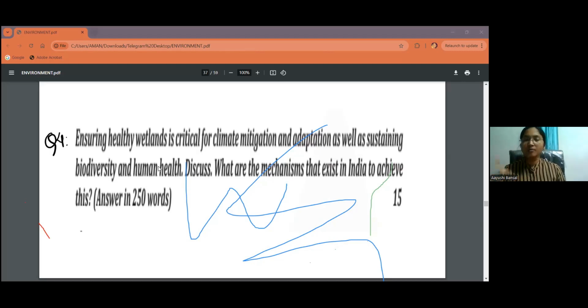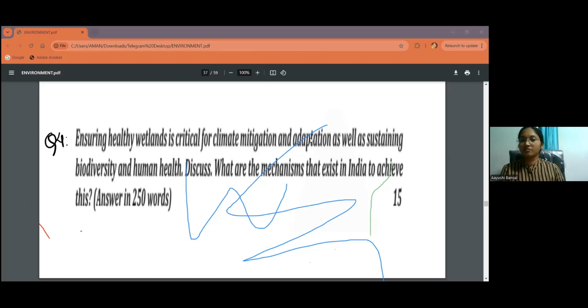So in the first part itself, you have to address all three of them. You cannot just go on writing whatever you know about wetlands. You have to address in the context of these three things. All right. So now for climate, I'll give you an example in this: climate mitigation and adaptation.